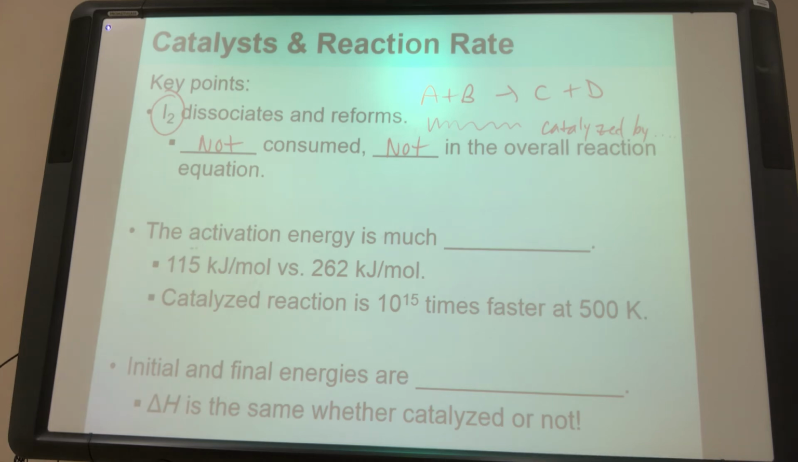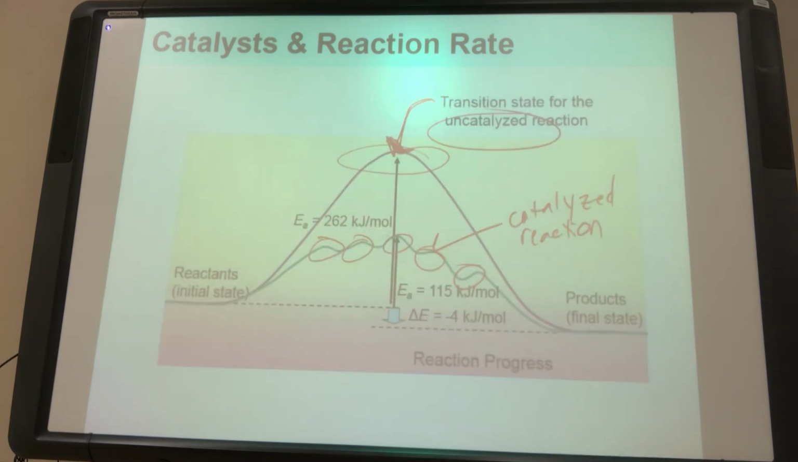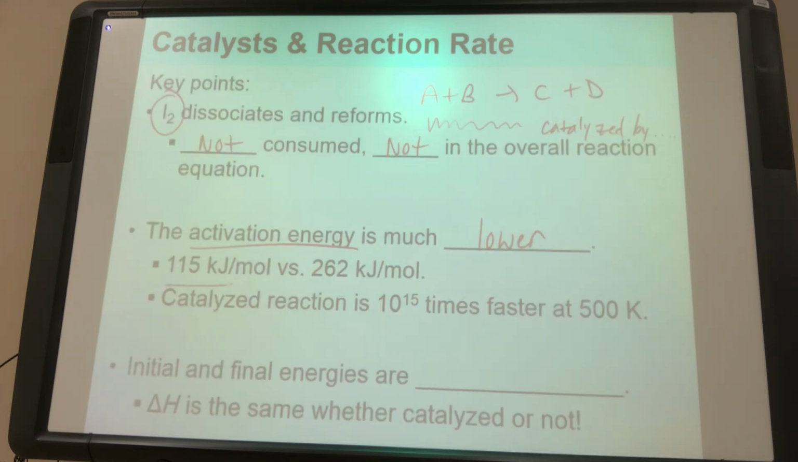What happens is my activation energy is going to be much lower. How much lower depends on the reaction. So before, in this example, it was 262, and then it dropped to 115. So my activation energy is a lot lower than it originally was, making my reaction a lot faster. In this case, it's 10 to the 15 times faster. So it's a lot faster than the original reaction was, okay? How much it is, you don't need to know.